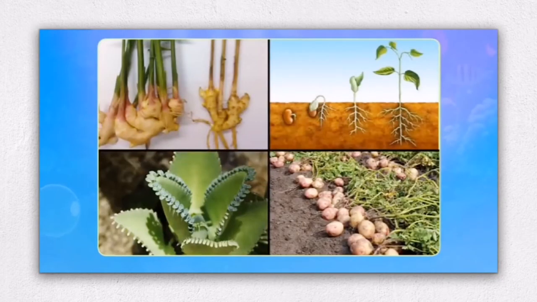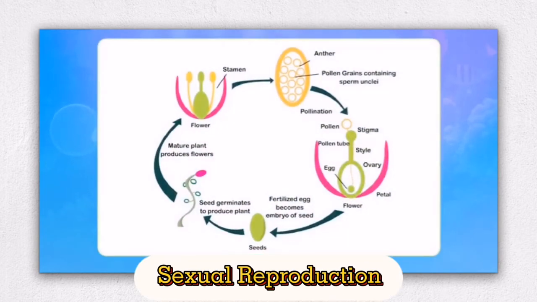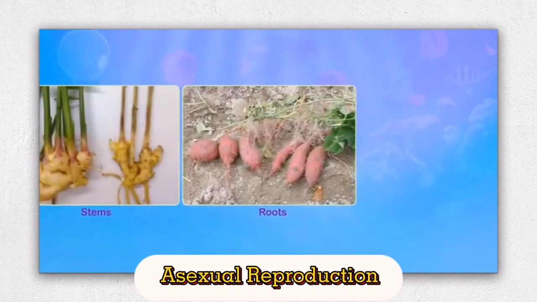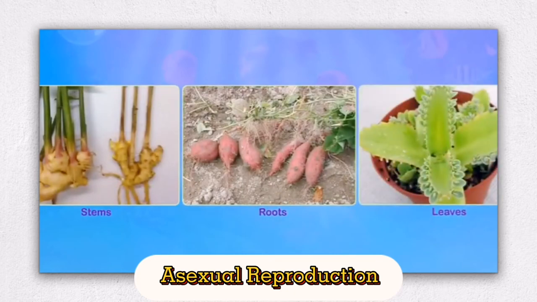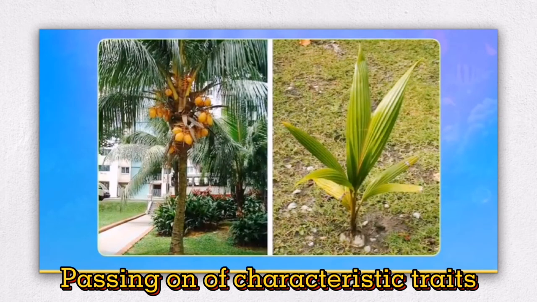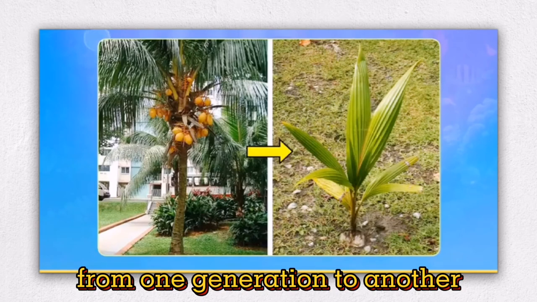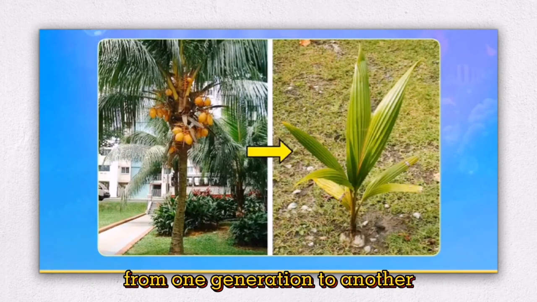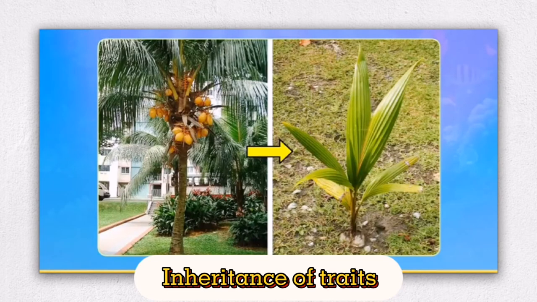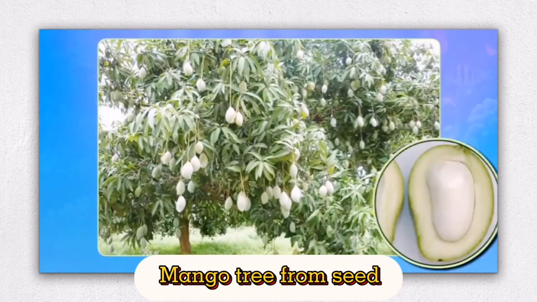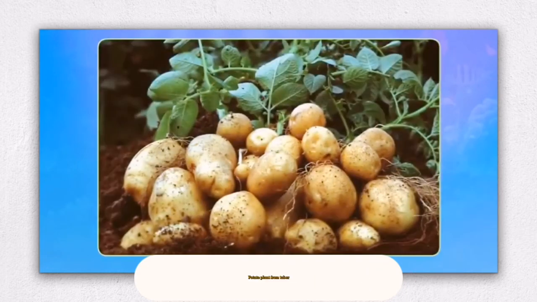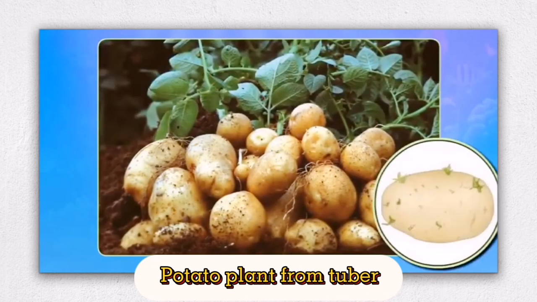Plants reproduce through different methods. They reproduce sexually through seeds and asexually through stems, roots, or leaves of the plants. Through reproduction, plants pass on their characteristic traits from one generation to another. This is termed as inheritance of traits. Thus, a mango seed grows into a mango plant and a potato plant grows from a potato tuber.